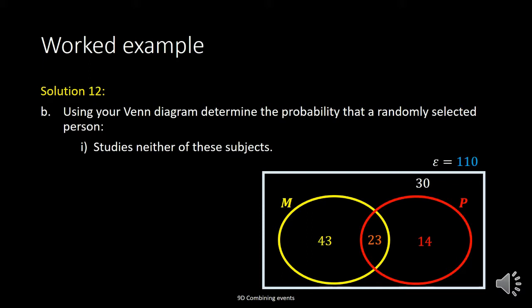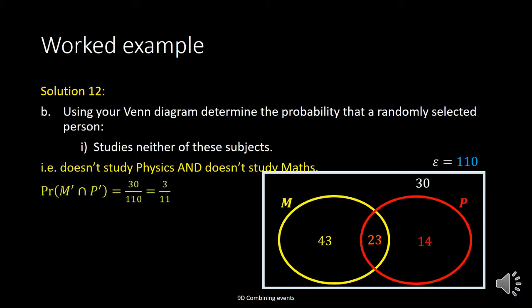If we're looking for the probability that a randomly selected student studies neither of these subjects, we're talking about a student that doesn't study physics and doesn't study maths. And so our notation is going to be M complement intersection P complement. And the numbers are easy. 30 on 110 simplifies down to 3 on 11.